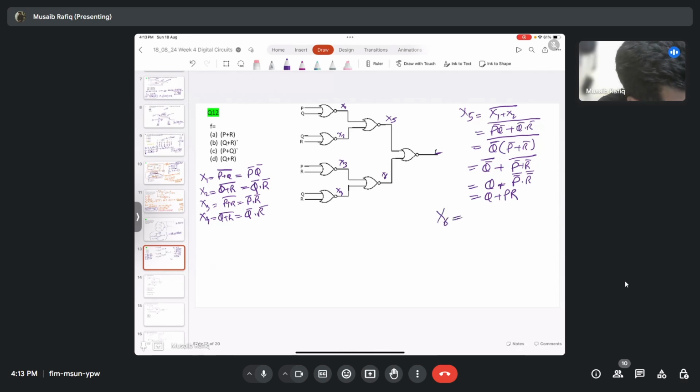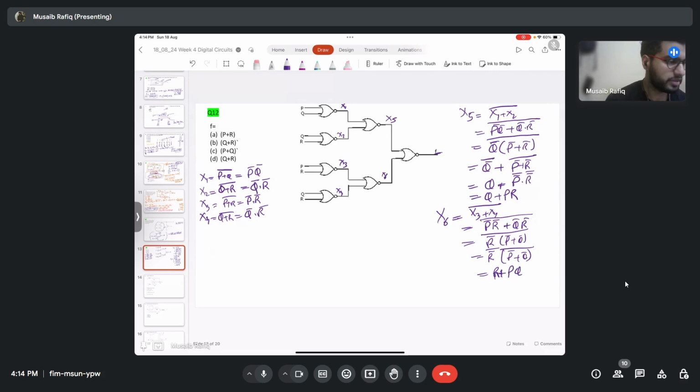Similarly x6 will be equal to (x3 plus x4) whole bar, that is (p bar r bar plus q bar r bar) whole bar. Taking r bar common, inside I have (p bar plus q bar) whole bar, that is r bar bar, (p bar plus q bar) whole bar, so it will be r plus pq. You can save your time by just looking at the similarity between two structures, two circuits. So it is r plus pq, right?